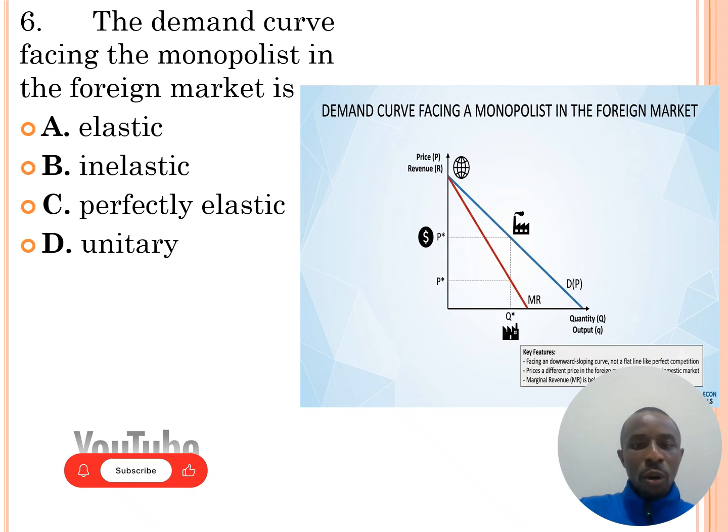Number 6 now, the demand curve facing the monopolist in the foreign market is inelastic. And the reason is because a monopolist in a foreign market practices discrimination. The price at the home market is different from the price at the foreign market. And when you look at this diagram here, we have the demand curve. This is the demand curve here, and it's lower than the marginal revenue.